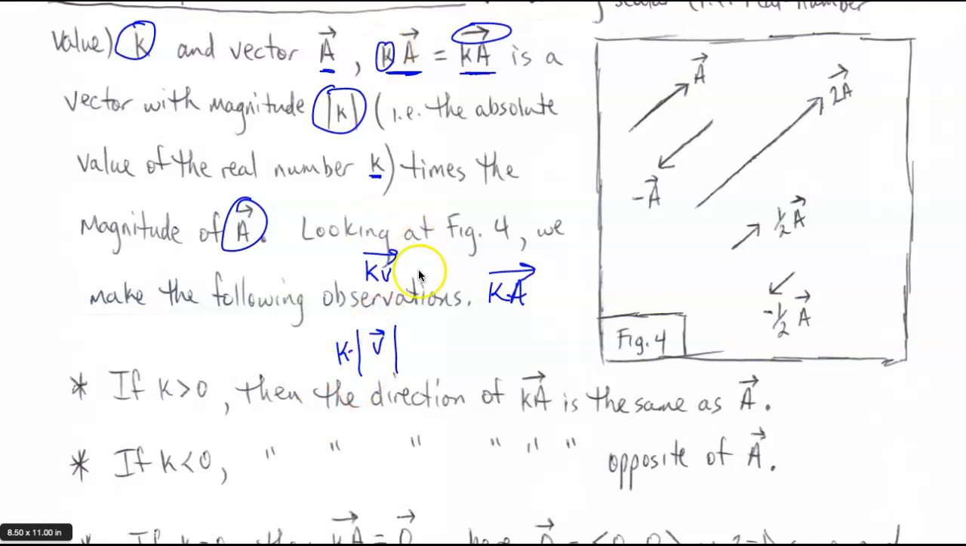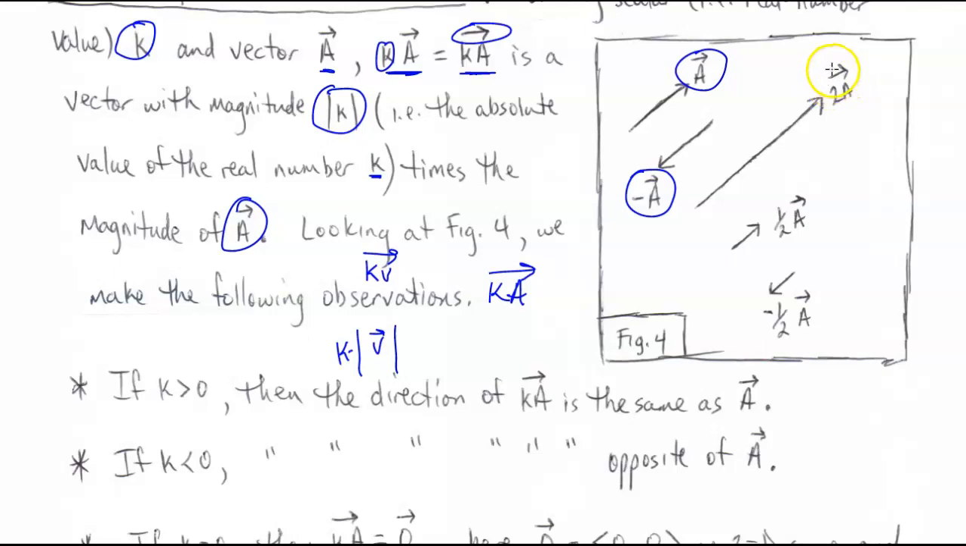So in figure 4 here, what I'm trying to do is just show what happens if I take some vector A and multiply it by some scalar constant value. Here's my original vector A. If I multiply that vector by a scalar of -1, then the vector will now look like this.